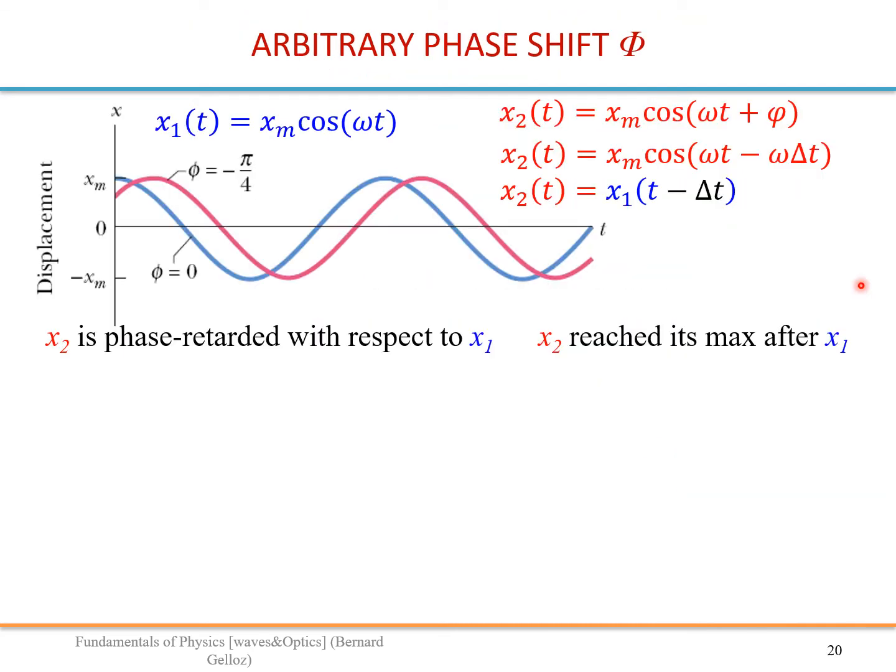Alright, so phase shift will appear many times in problems, even in waves. So let's get familiar with this. Here is represented in blue this function x1. It is maximum at t equals 0, where cosine of 0 equals 1.